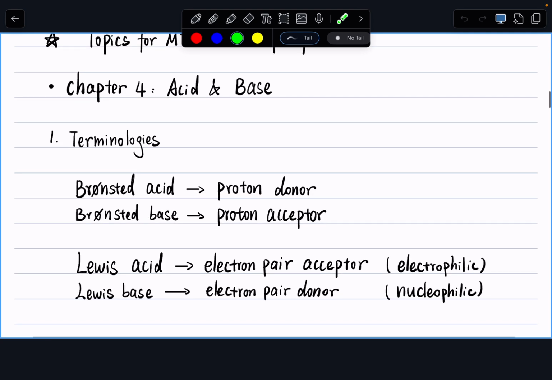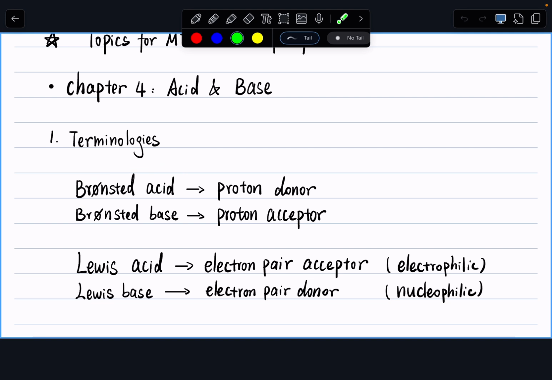Now, first of all, in acid-base chemistry, terminologies, right? If we ask you, what is a Bronsted acid? We're saying that is a proton donor, and a Bronsted base will be a proton acceptor, right? So we're talking about transfer of a proton in an acid-base or Bronsted acid-base reaction.